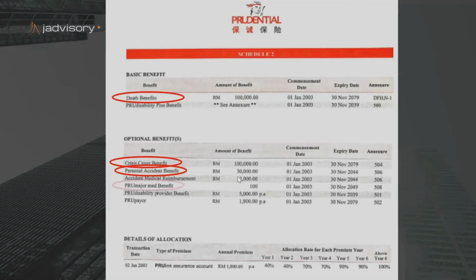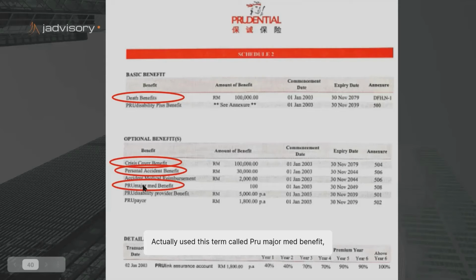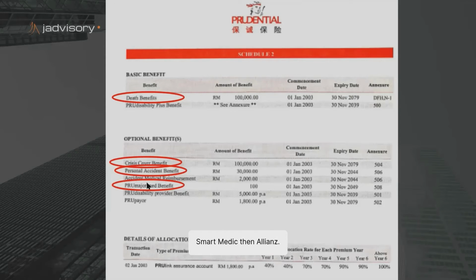All right. And the most complicated one, or most confusing one, is the medical card. Okay, because a medical card has different limits. So for Prudential, they use this term called Pro Major Med benefit, which actually means medical card. Different companies will use different names, like Great Eastern, they will use something like Smart Medic. Then Allianz, they will use something like Smart Extender or something like that, right?